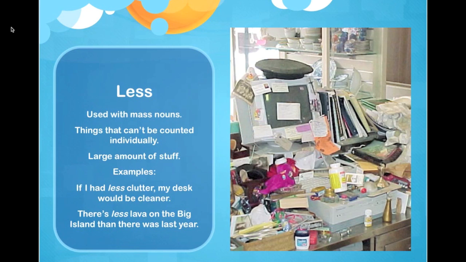Less is used with mass nouns, things that can't be counted individually. They represent a large amount of stuff. For example, if I had less clutter, my desk would be cleaner. Another example could be, there's less lava on the Big Island than there was last year. Unless you're superhuman and you can count lava, I mean, that's perfectly fine with me, you can change it to fewer, but other than that, it would be less.